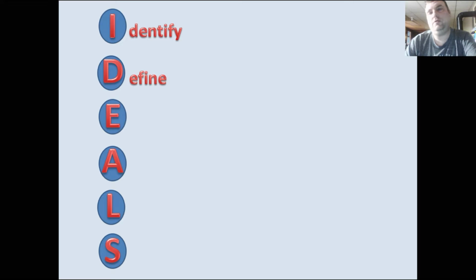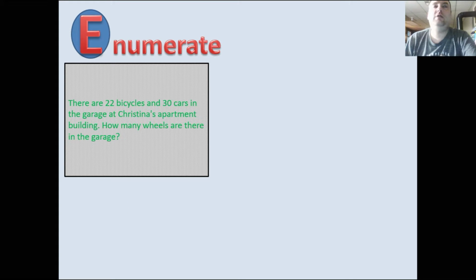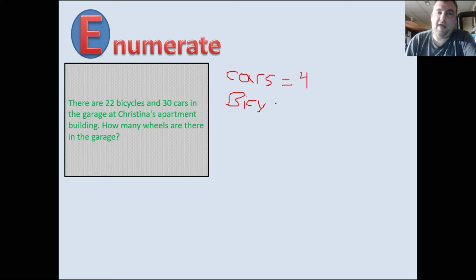And now we go on to the next part, which is E, which is pretty simple, because with this problem we've really already done most of the work, and we need to enumerate. And to enumerate, we need to know what the plausible options are. Well, unless some of the cars in there have had a flat tire and are in the middle of having the tire replaced, we know that the cars have 4 tires, and we know the bicycles have 2 tires. I'd like to pardon my writing.